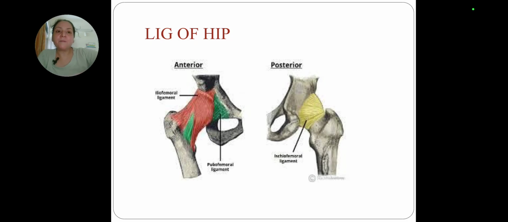So you can see this figure. In this diagram, you can see the inverted Y shape along the intertrochanteric line, the iliofemoral ligament. Whereas this, you can see, is from the pubic bone. This green colored structure is the pubofemoral ligament, and this is the ischiofemoral ligament, going from the ischium to the greater trochanter. You can see it very nicely. Fine.